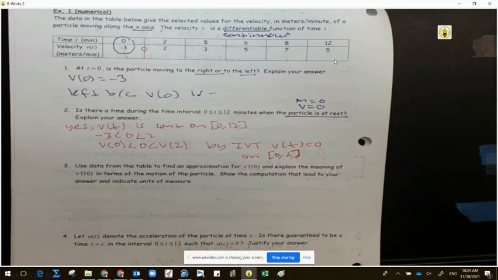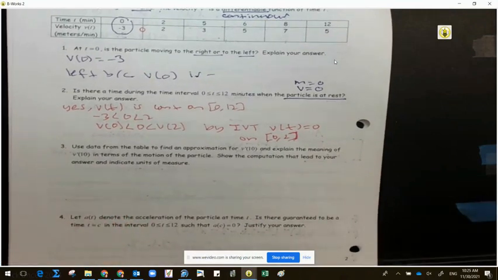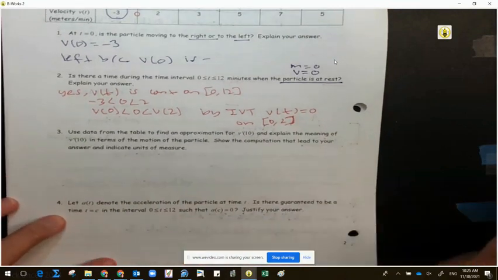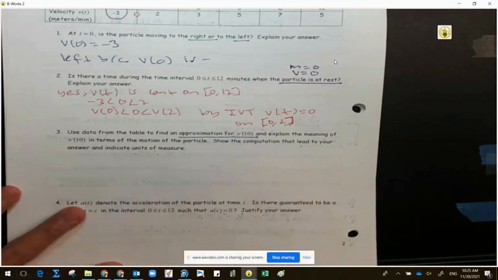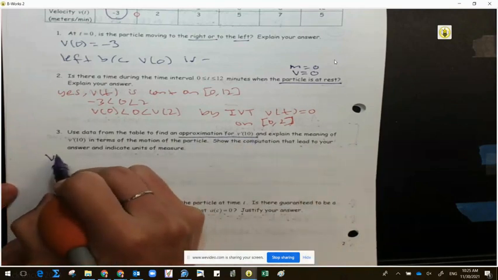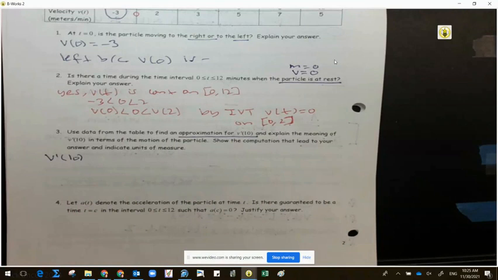All right, for number 3, Jameson, let's read that one, please. Use data from the table to find an approximation for the derivative of V at 10 and explain the meaning of the derivative in terms of the motion of the particle. Show the computation that led to your answer and indicate units of measure. Let's underline the approximation of V prime of 10. And let's write out what V prime of 10 basically means.